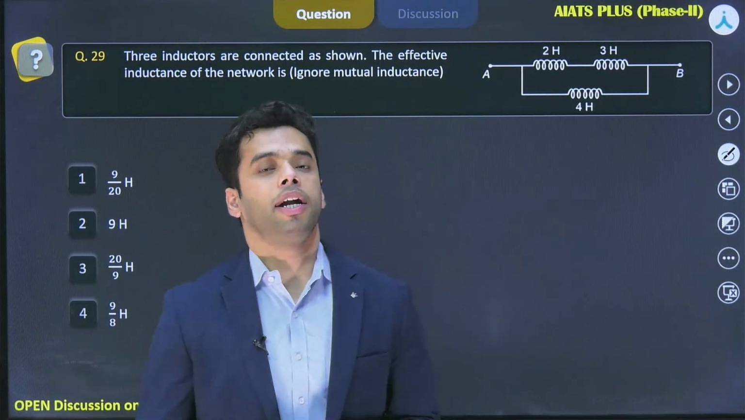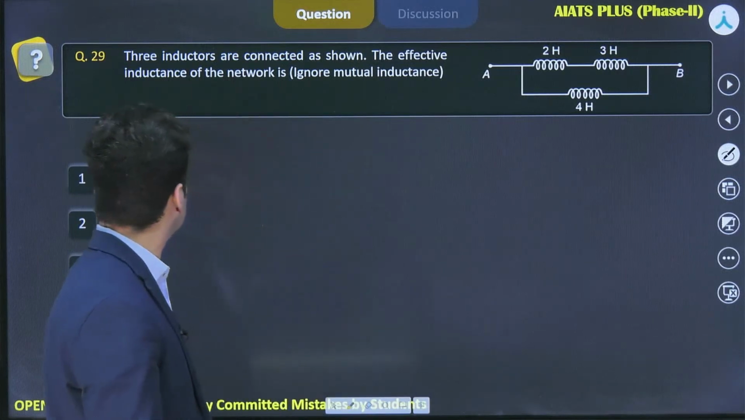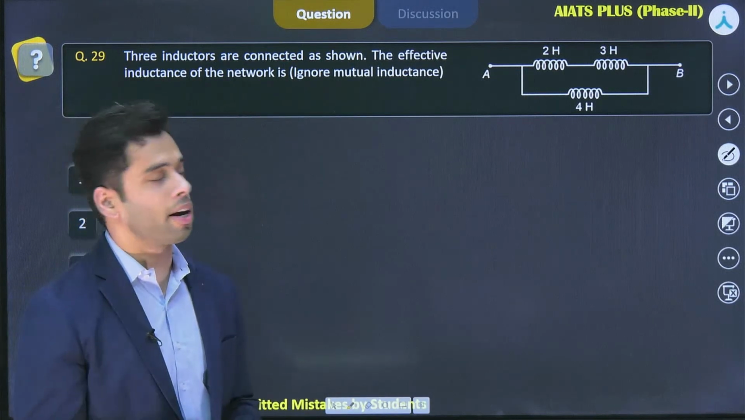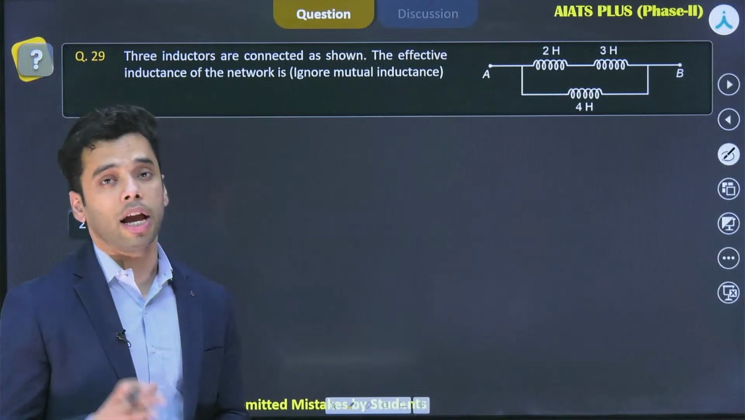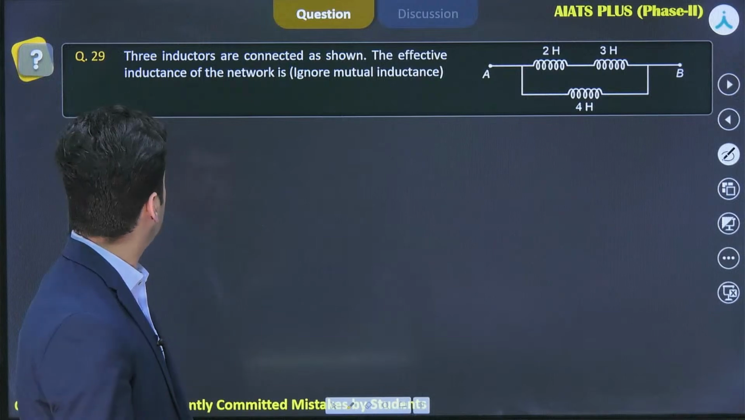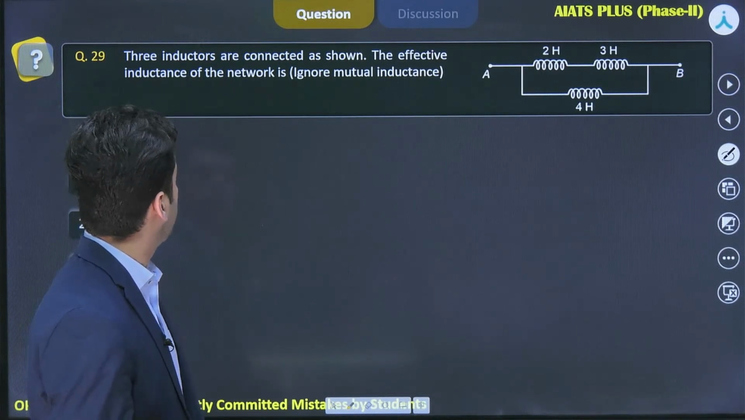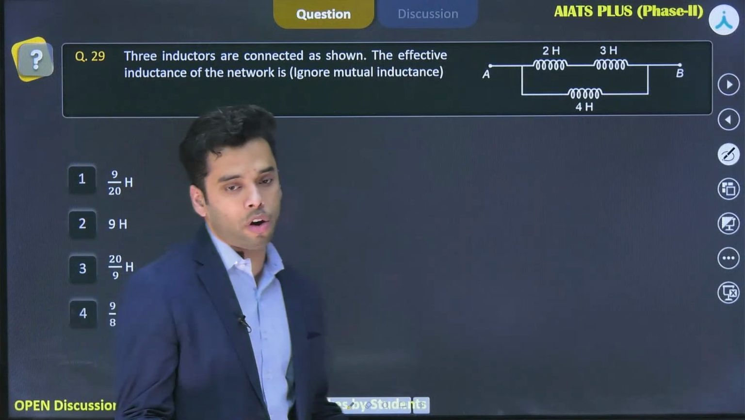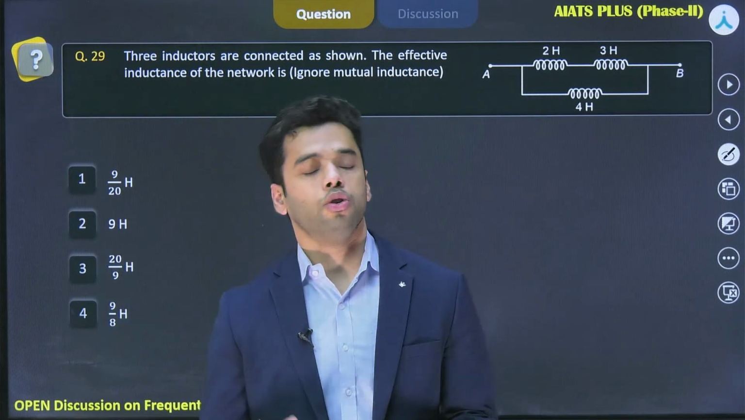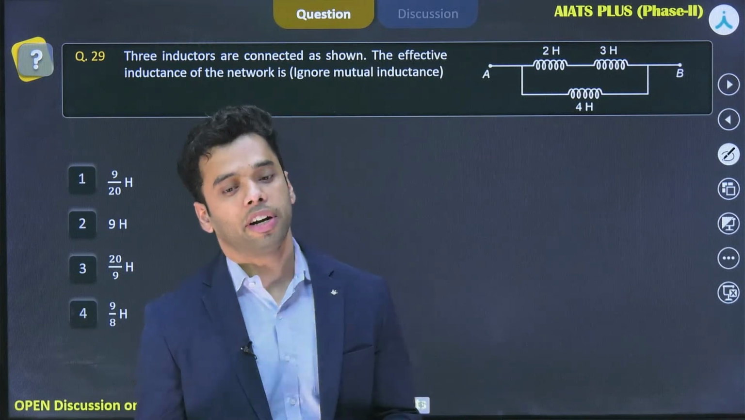We are talking about the inductor, and the next problem is again for the inductors. This is from the chapter of electromagnetic induction, problem 29 of the original paper. It says that 3 inductors are connected as shown. The effective inductance of the network is. So you have to calculate the effective inductance of the network, and obviously you have to ignore the mutual inductance.